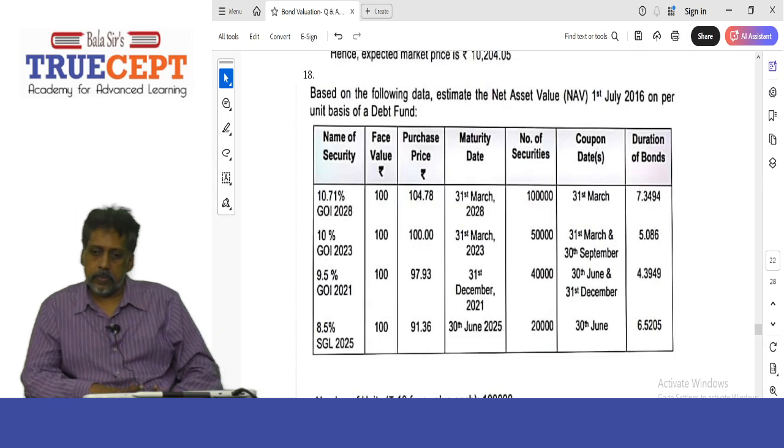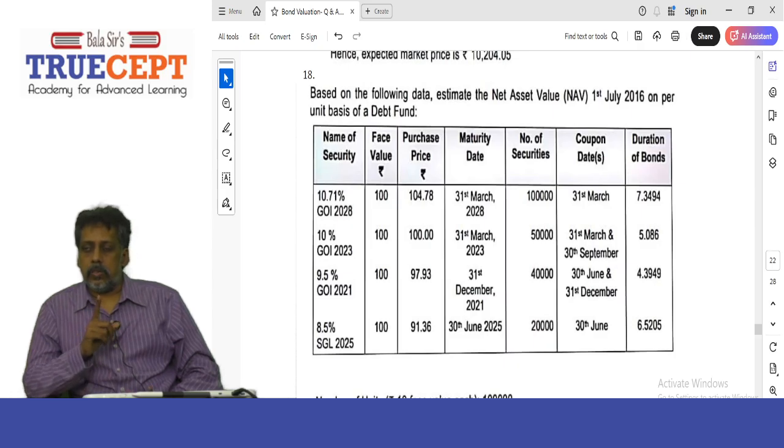Next. Name of the security: 10.71% GOI 2028 bonds. Face value 100. Purchase price is 104.78. Maturity 31st March 2028. Number of securities 1 lakh. Coupon dates 31st March. Duration of bond 7.3494. So point to note, this particular bond pays interest on 31st March each year, right?